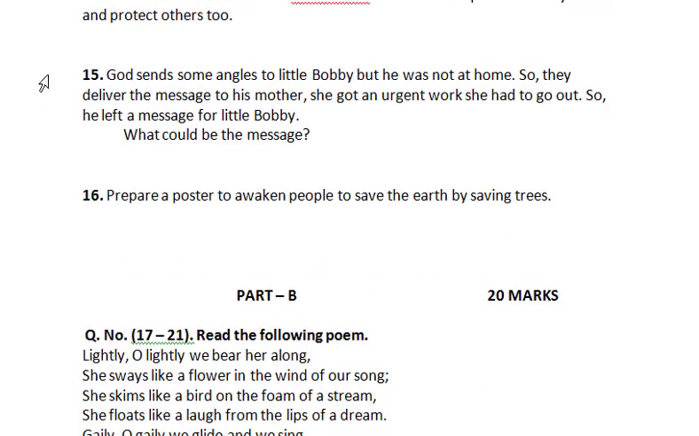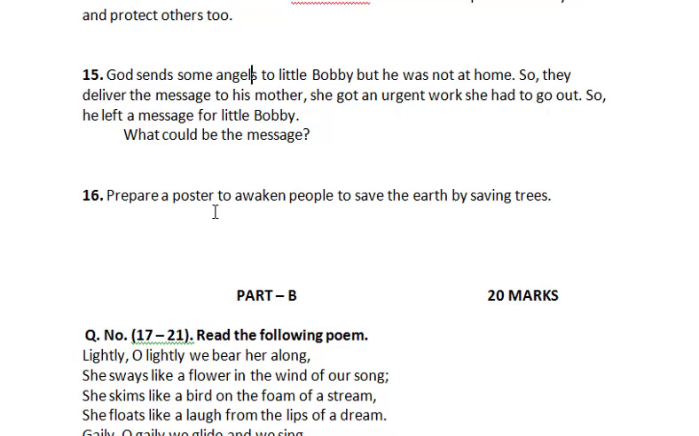And moving on to minor discourse, God sends some angels. So it should have been angels. Angels to little Bobby. Well, it is from the textbook. So this is based on message discourse. So the 15th one comes from the textbook and it is the minor discourse carrying 5 marks.